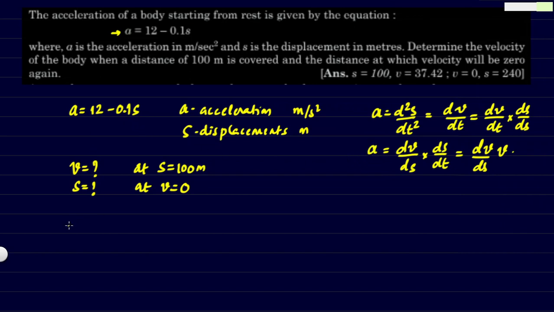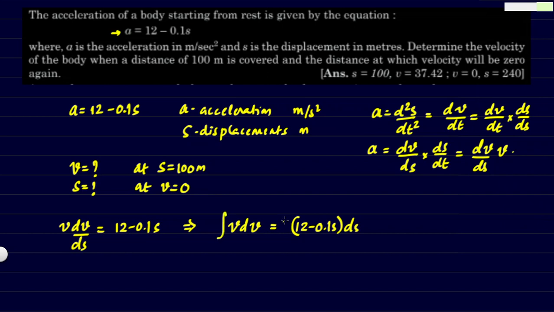When we substitute this relation in our relation, what we get is v times dv by ds equals 12 minus 0.1s. So we just need to take like terms on different sides and apply the integration. The v terms we take on the left side, and the s terms let's take on the right side.